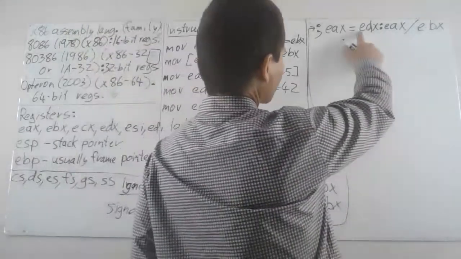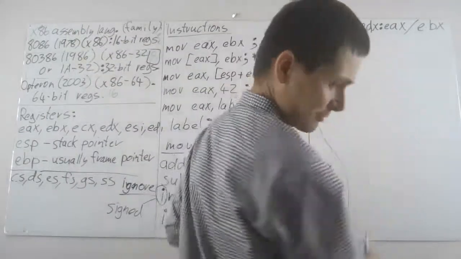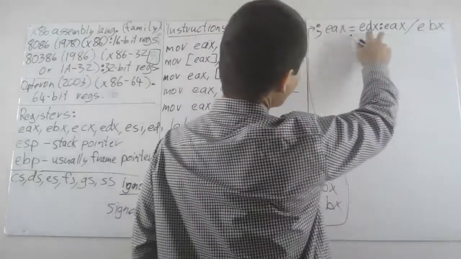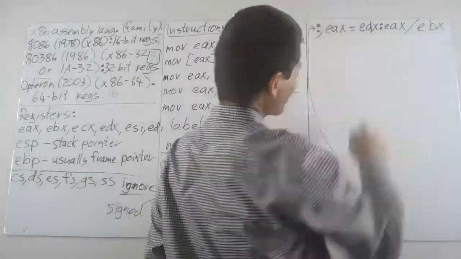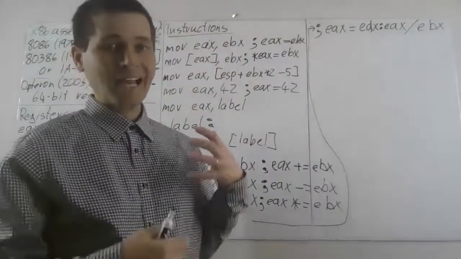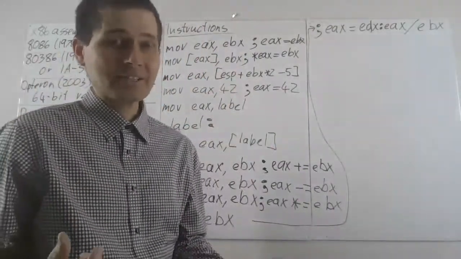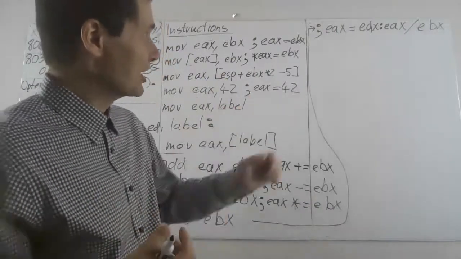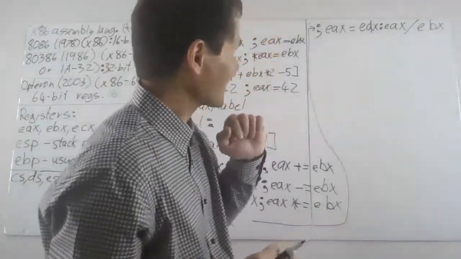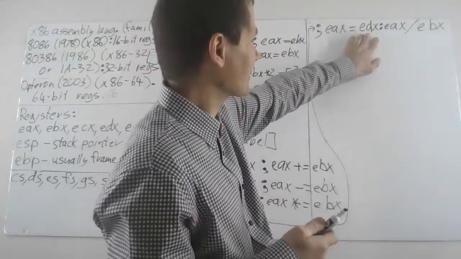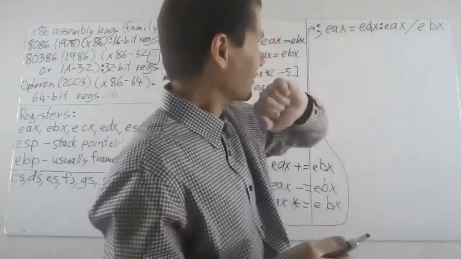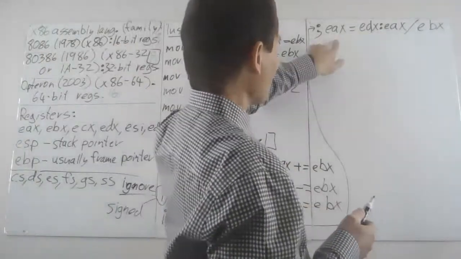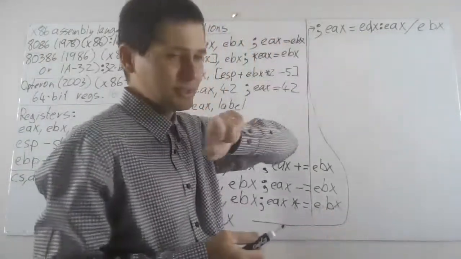But the divisor or the dividend, which one's which? The dividend is always in EDX and EAX, and it's treated as a 64-bit number. So even in the 32-bit instruction set, you can divide 64-bit numbers. The high order bits are in EDX and the low order bits in EAX. And then the quotient, the result, always goes into EAX.